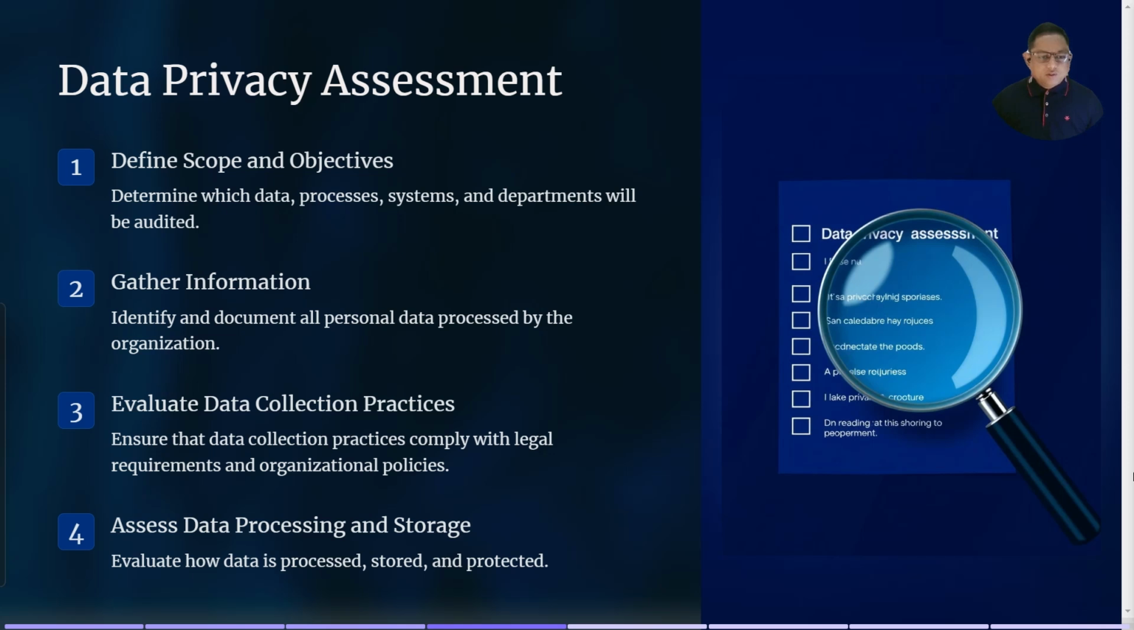Third, evaluate data collection practices. Ensure that data collection practices comply with the legal requirements and organizational policies. Fourth, assess data processing and storage. Evaluate how data is processed, stored, and protected.